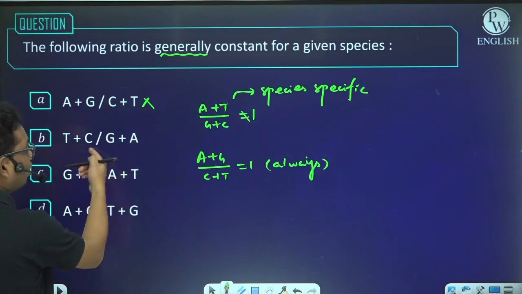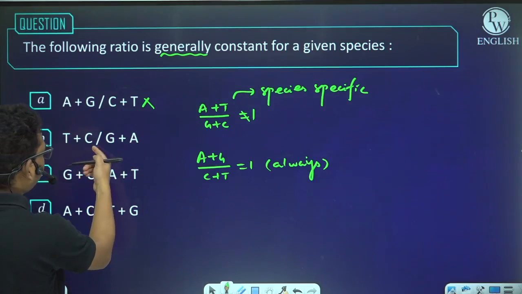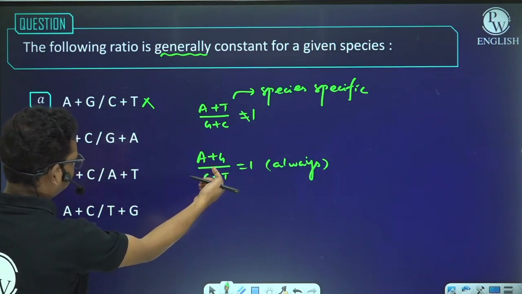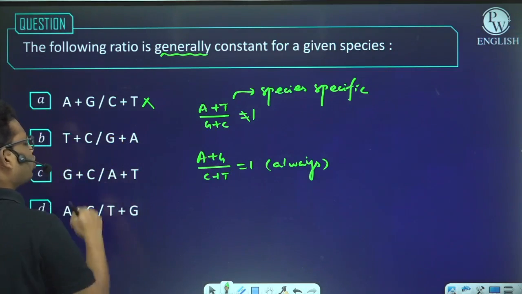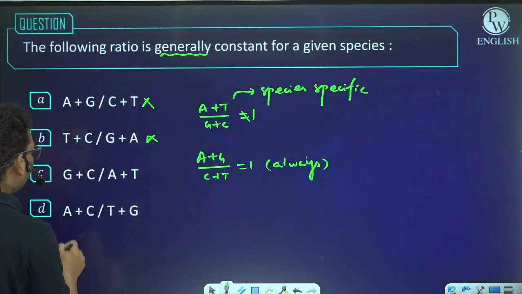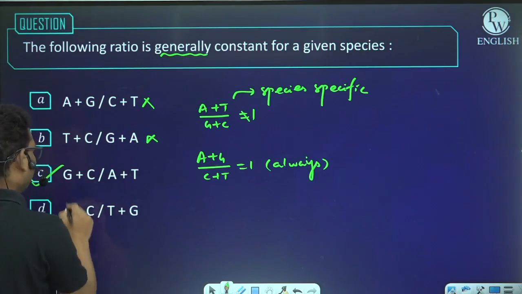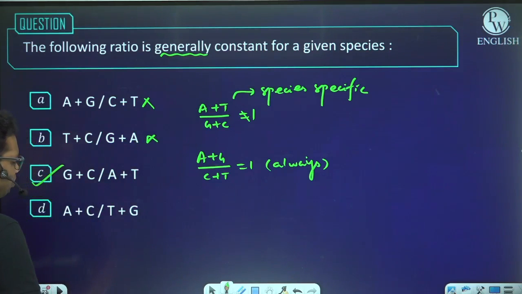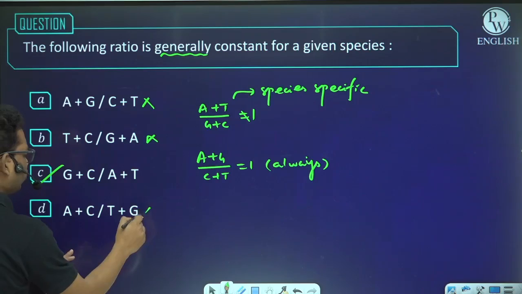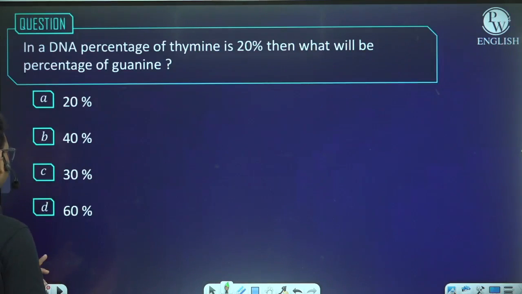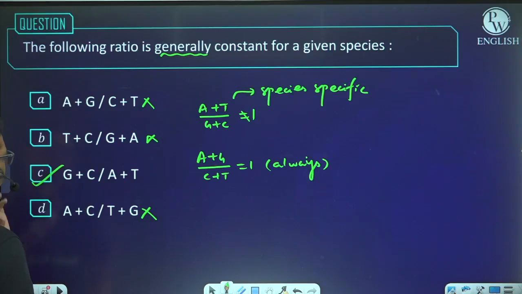T plus C upon G plus A: this one is always going to be 1, so this is not the answer. G plus C upon T plus A, yes, this is the answer. A plus C plus T plus G, no, this is not the answer. So the answer is C.